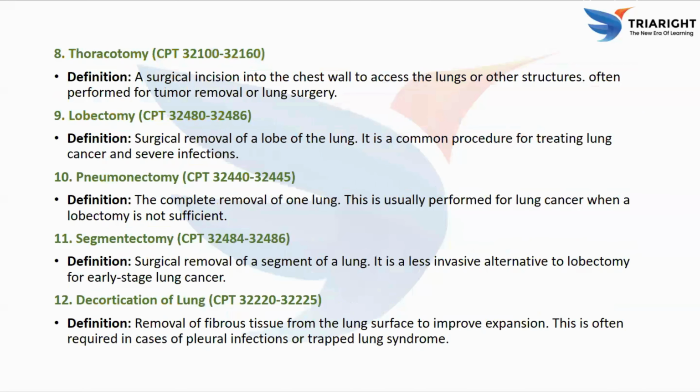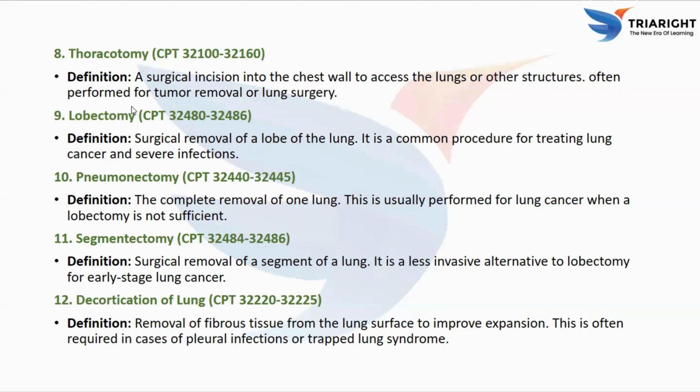And the eighth procedure is thoracotomy. The CPT code range is from 32100 to 32160. What is thoracotomy? It's a large surgical incision into the chest wall to access the lungs, pleura, heart, or mediastinum. Why is it done? For tumor removal. It is used in major lung surgery and also for trauma. Thoracotomy is an approach. It is not a treatment. It is a method of access, and other procedures like lobectomy and pneumonectomy are often performed through a thoracotomy. So do not code thoracotomy separately if it is part of a more definitive lung procedure.